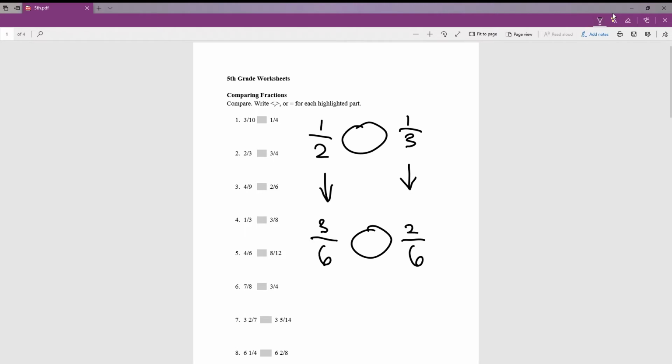So what that means is you put the greater than sign. Now remember that the side with the point, this point is pointing to the smaller one, right? It's like the alligator thing. The alligator wants to eat the bigger number, so the teeth would be facing the bigger number.